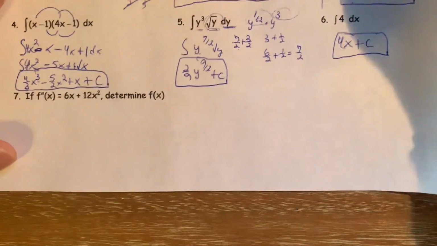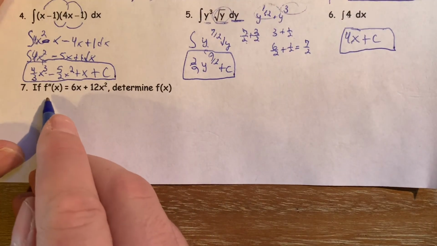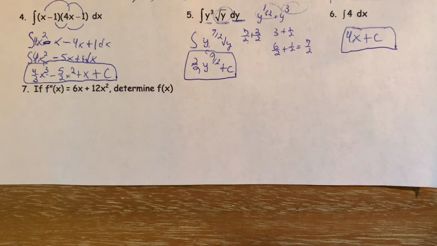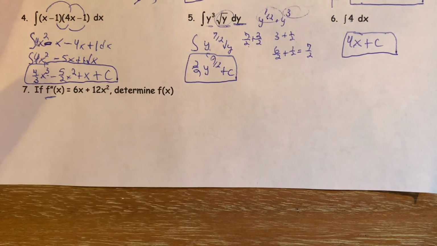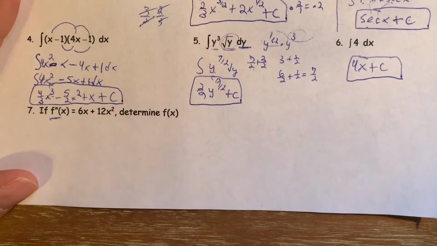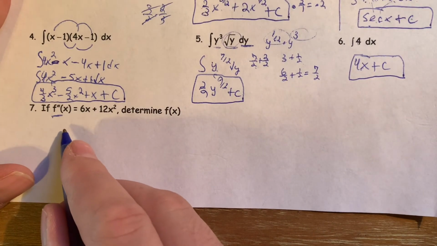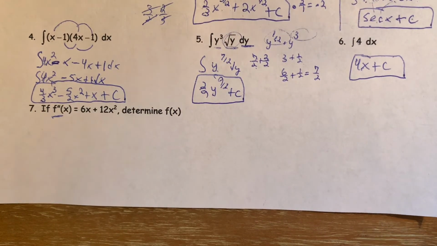Okay, last example of the day, guys. If f prime prime of x equals 6x plus 12x squared, determine f of x. Here it tells us the second derivative, and we need to find the original function. So how are we going to do that? Well, we're just going to do it one step at a time, guys.